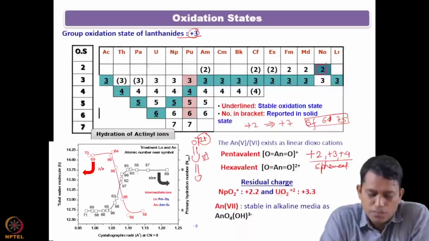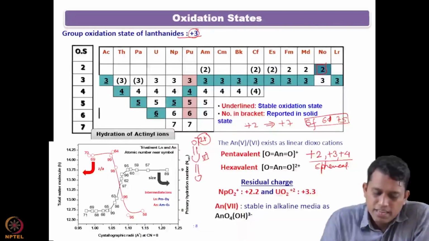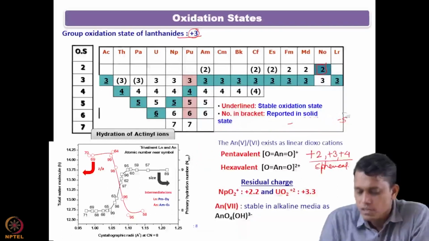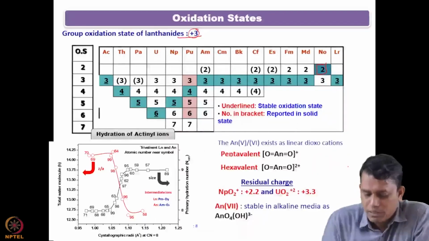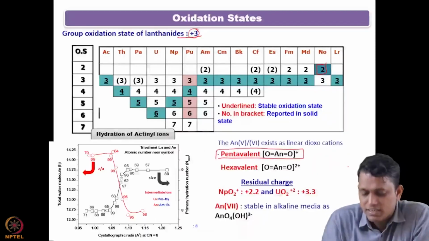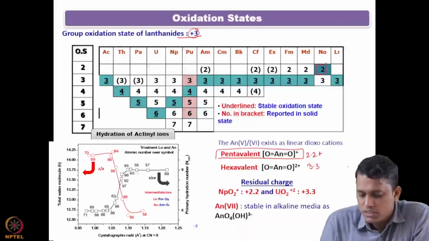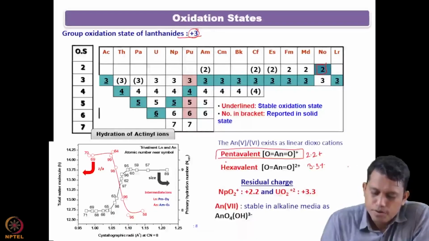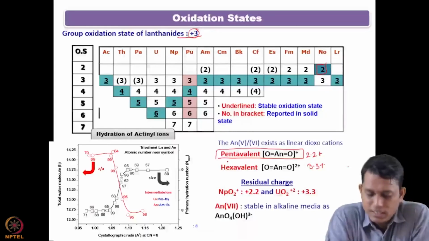But when you look at the properties of these ions, you find that they behave neither like a pure 2+ nor 6+, but somewhere in between. Many groups have worked on this, and finally they came to the conclusion that the bonding or chemical properties of this kind of oxidation state are dependent on the effective charge, which is 2.2 units in the case of pentavalent and 3.3 units in the case of hexavalent.